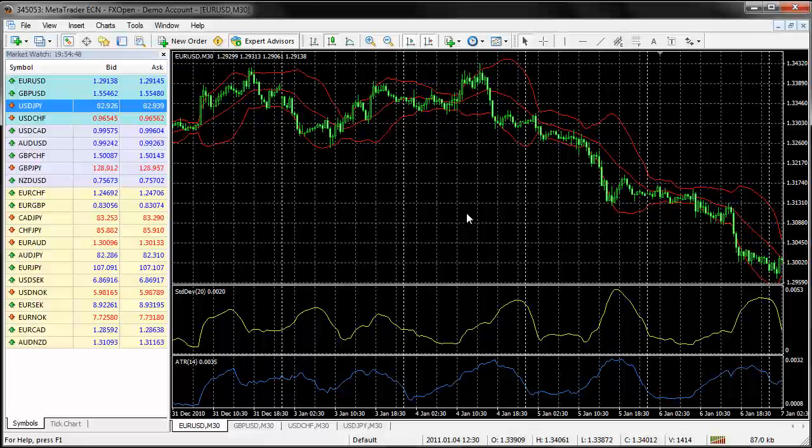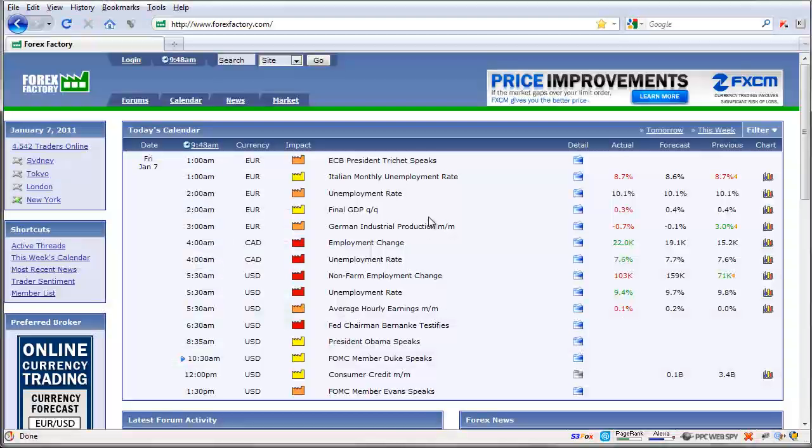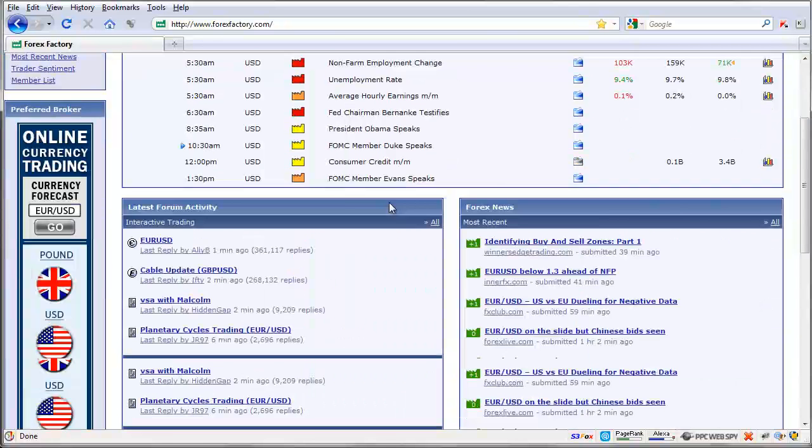Now, fundamental data. Let's quickly move into this before we get into the next video. Sometimes when I start up my trading station, the first thing I look at is this Forex Factory website. You can use Bloomberg if you like, but I prefer Forex Factory's data. It's a little bit better.